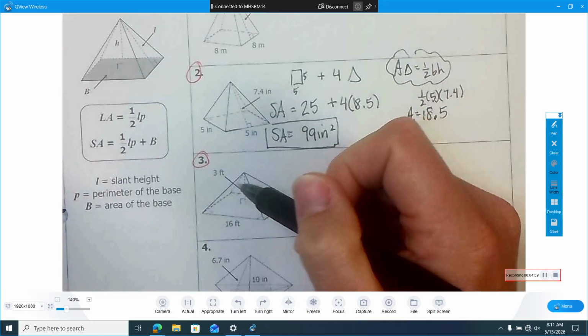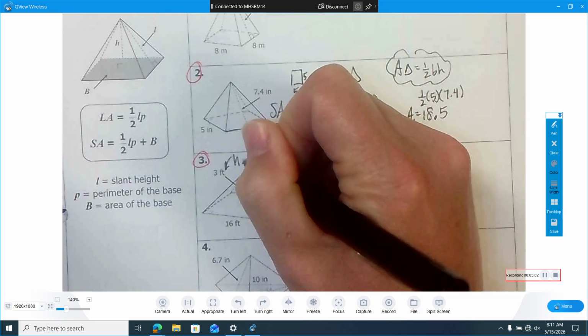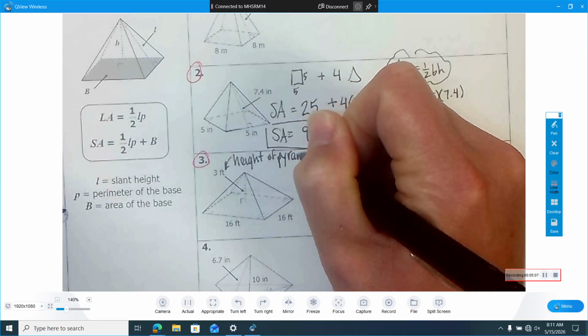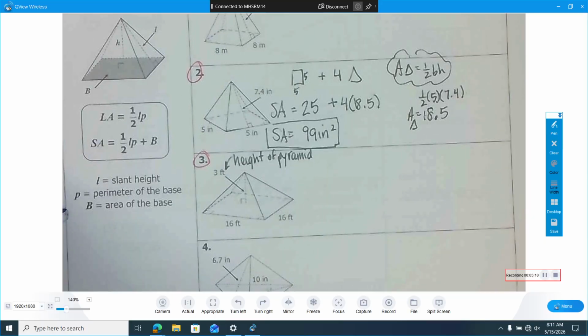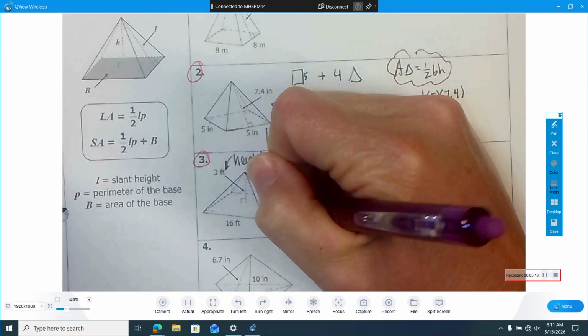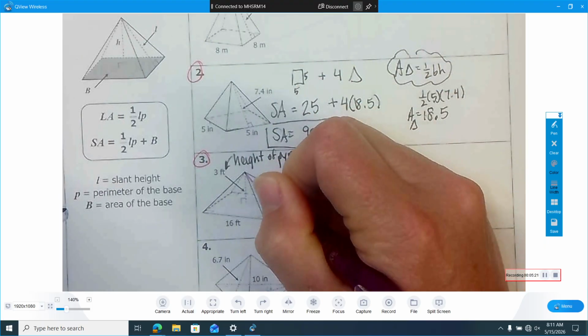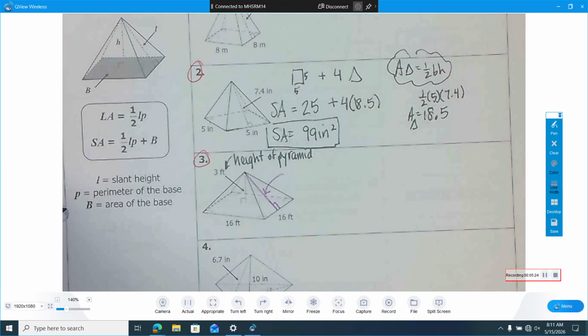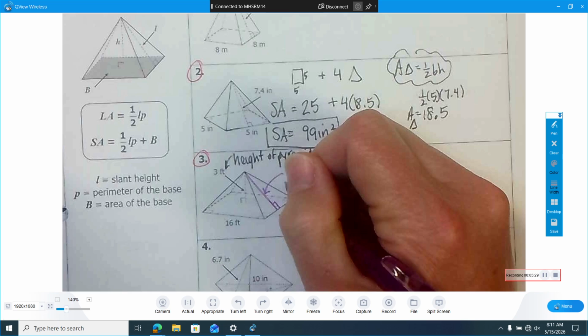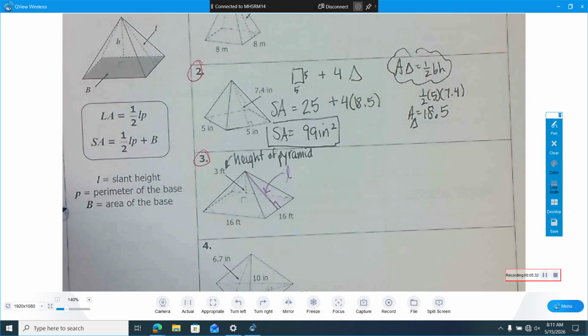So they're giving us here, this 3 feet is the height of the pyramid. That is the peak of the pyramid, but that does not tell me the height of my triangle, which is right here. This is my slant height that I need to know in order to find the area of that triangle. So I'm going to just call it the cursive L. That's what we do for slant height, so S-L-A-N-T. So that's the L for slant height.